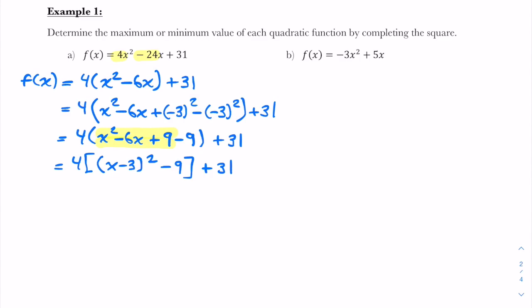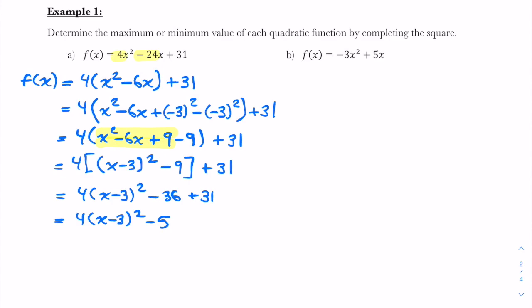After doing that, we distribute the a value back into the square brackets. So doing that, we have 4 times (x minus 3) all squared, and then 4 times negative 9 gives us negative 36, and we still have that plus 31 left over. Now collect your like terms, so we have 4 times (x minus 3) all squared, and finally negative 36 plus 31 reduces to negative 5. And we'll take a moment to stop here.